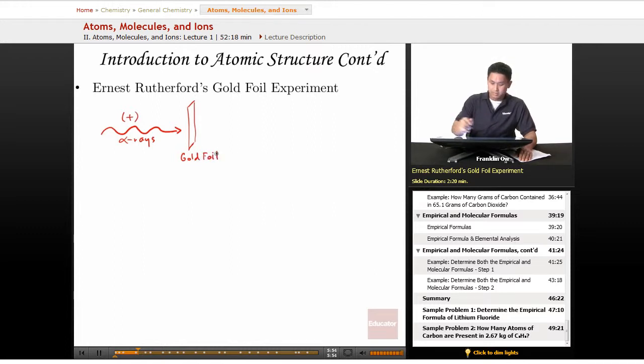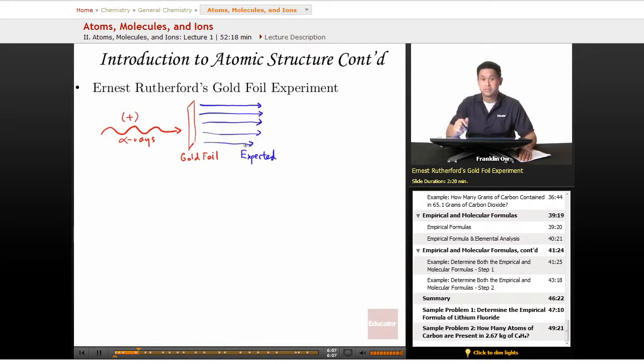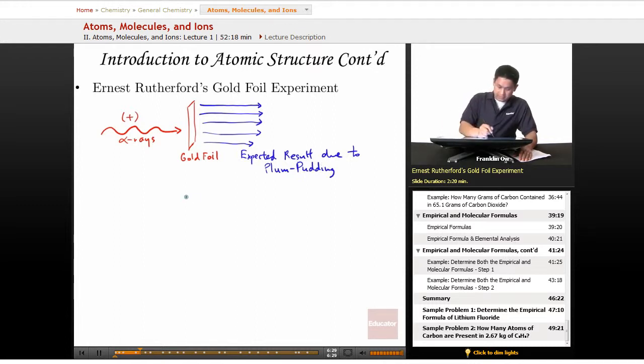Now, what was the expected result? The expected result was the following, that all of the alpha rays should have gone straight through. Why? Because the positive sphere was mostly empty space, and the positive rays should have been attracted to the electrons that are embedded in the sphere. So this is the expected result due to plum pudding. However, the actual result was the following.